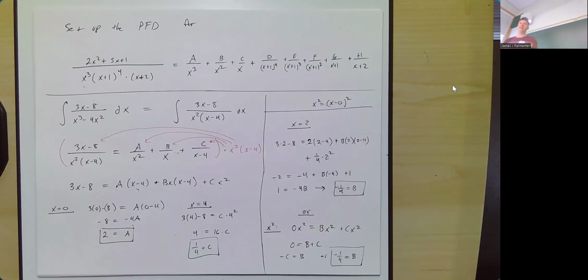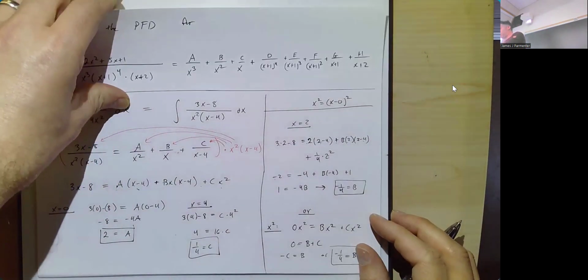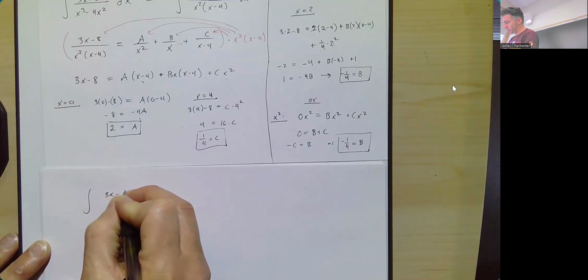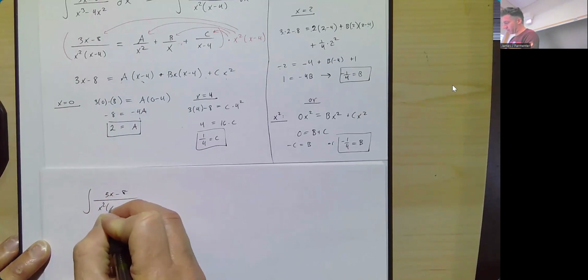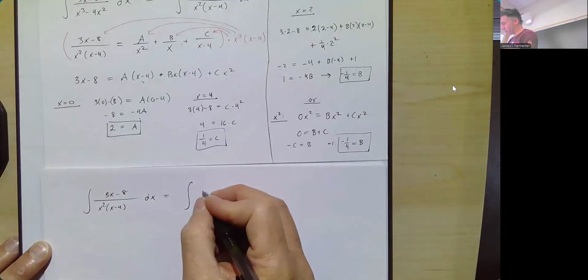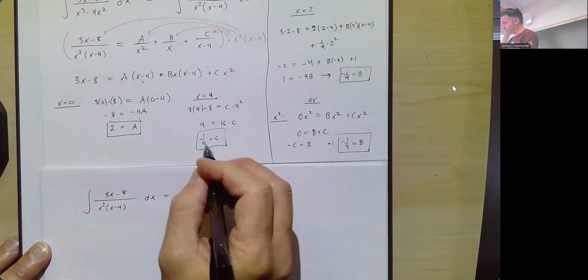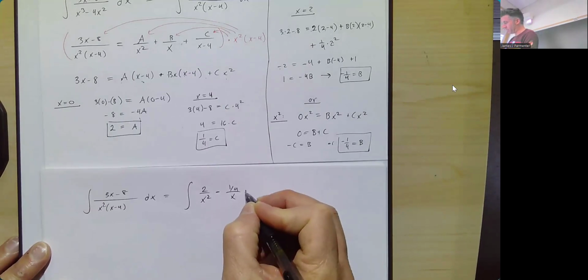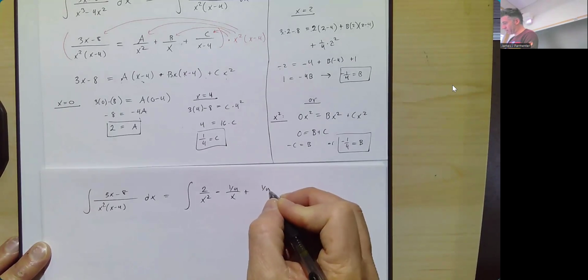Finally, now we get to integrate this thing, right? It always feels like we did all the things. No, we didn't. We found all the constants, and then you have to go back and actually do the integral. So we're going to plug into our integral, and we say, okay, the integral of 3x minus 8 over x squared times x minus 4 is going to be the integral of a over x squared plus b over x, which is minus 1/4 over x, plus c, which is positive 1/4 over x minus 4.